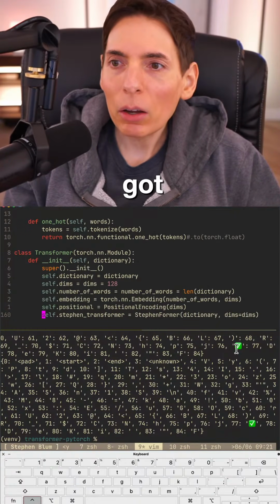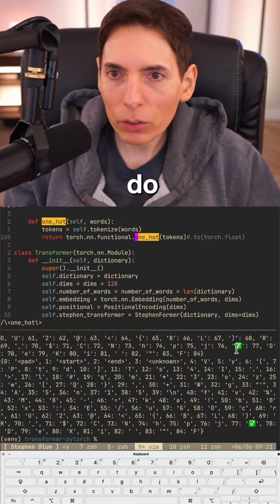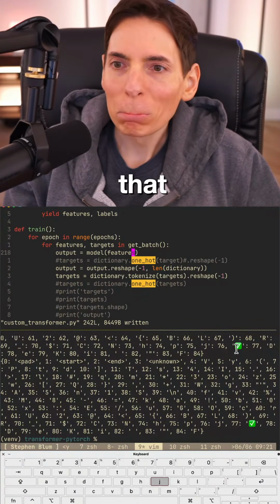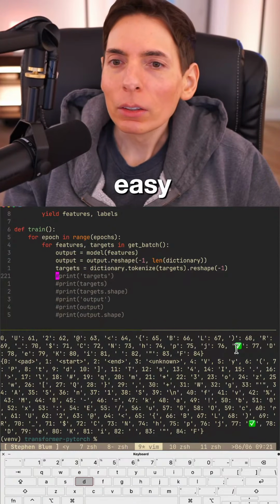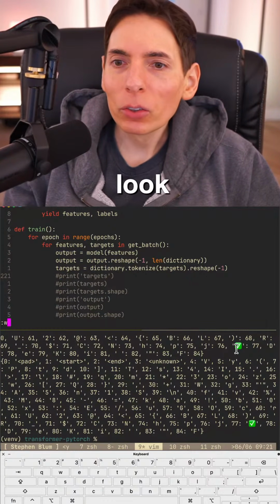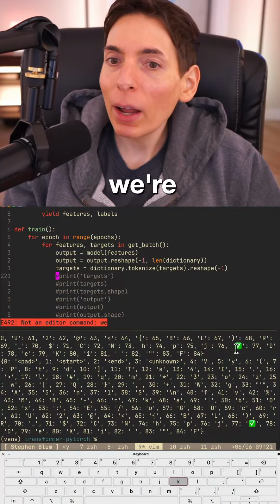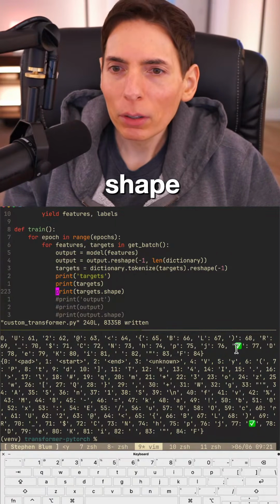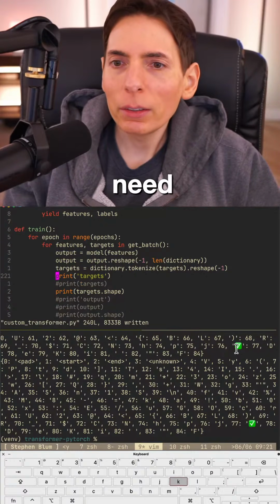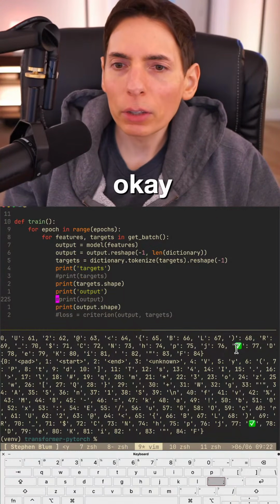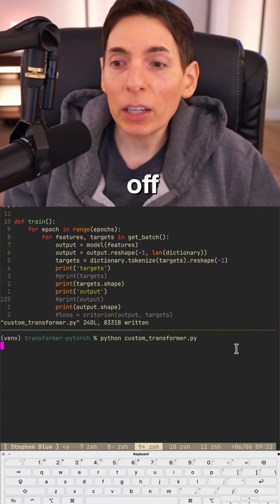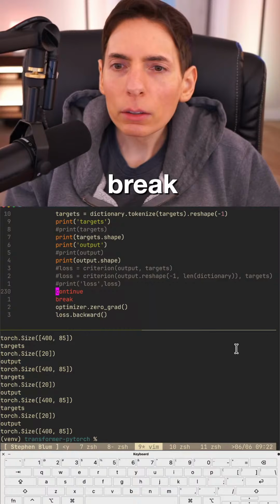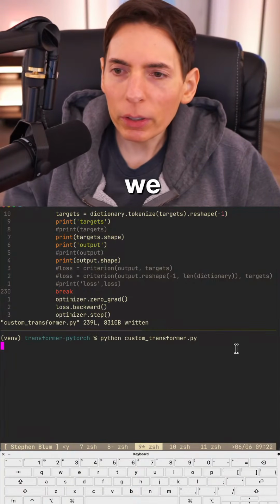So now that we've got a correct output there, also, we're not going to do one hot anymore. We don't need that. Gone. Easy. Done. Okay, let's look at our outputs and our targets to see where we're at now. Targets in shape. I need the output though. Output and shape. This is where we left off yesterday, you guys. And then let's do a break instead of a continue. We only need it once here.